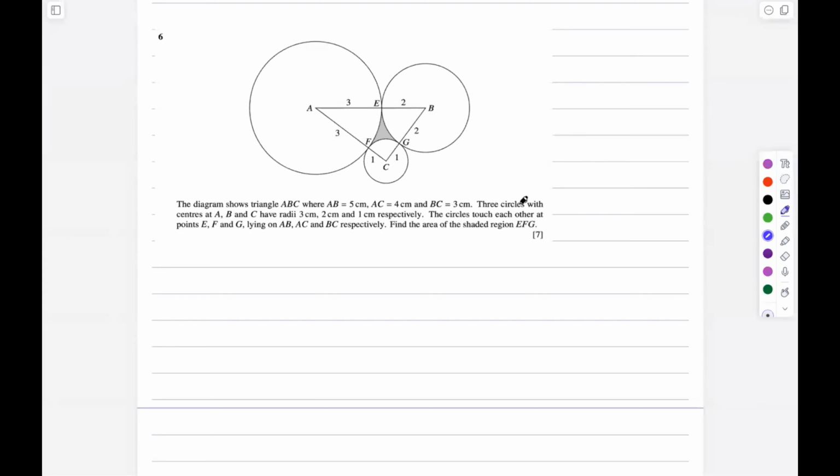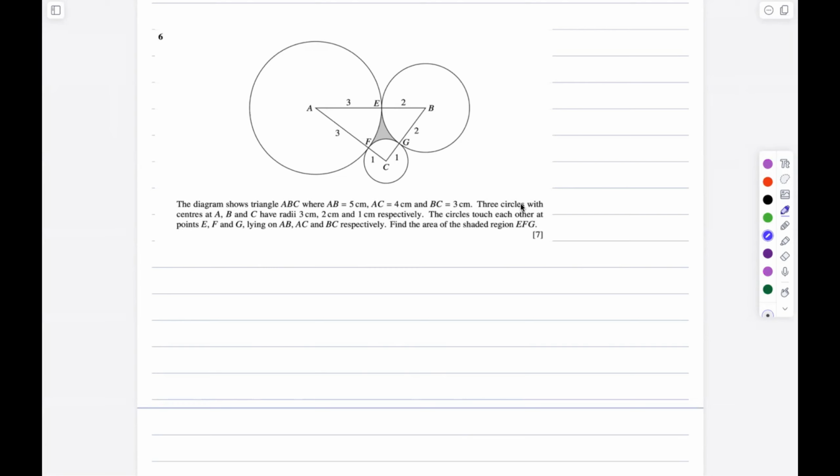In question 6, the diagram shows triangle ABC where AB is 5, AC is 4, and BC equals 3. Three circles with centers at A, B, and C have radius 3, 2, and 1. The circles touch each other at points E, F, G lying on AB, AC, and BC. We have to find the area of the shaded region EFG.